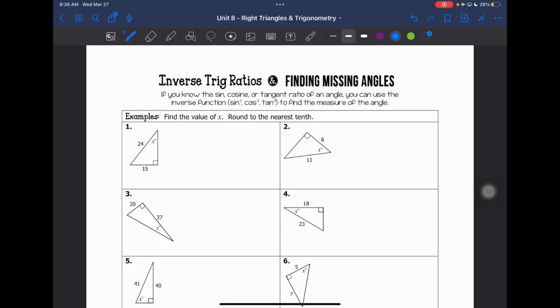Okay, hello everyone. So I'm gonna go over lesson 8.4 today. And this is pretty much a continuation of the lesson that we did in 8.3.